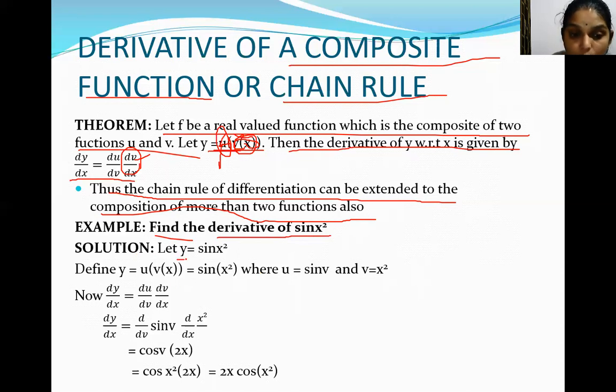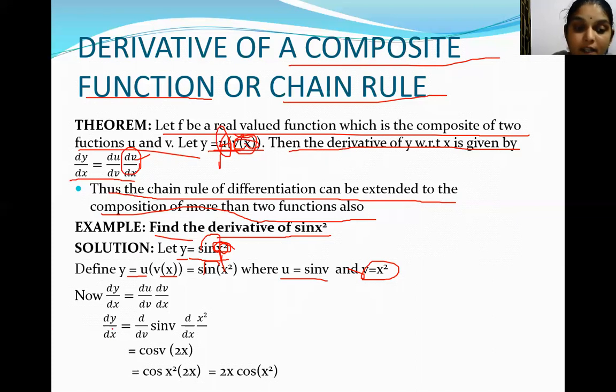How is the function y equal to sine x square? How does it look? It is u operating on phi of x. What is our phi of x? Our phi of x is x square. And u is what? Sine of. So I write this as u is sine phi. I will call phi as x square, and I'll call this sine u.